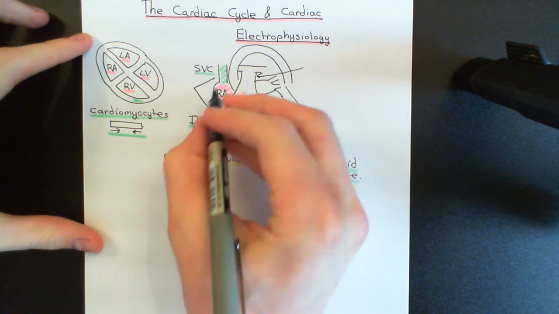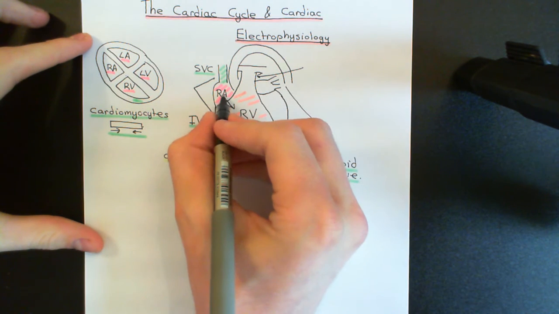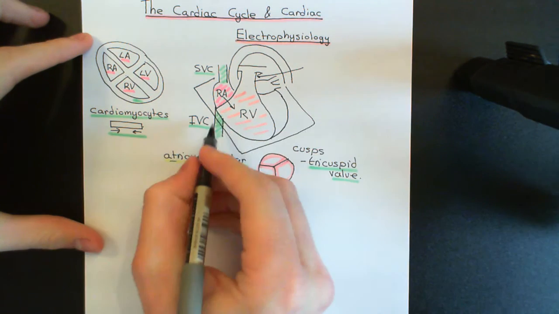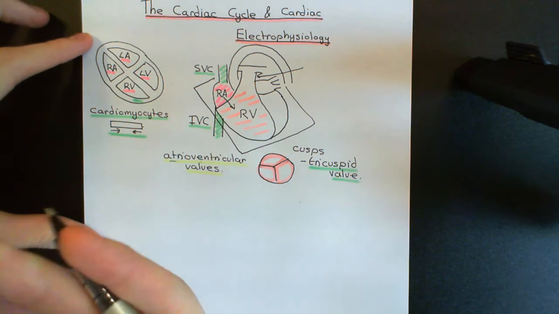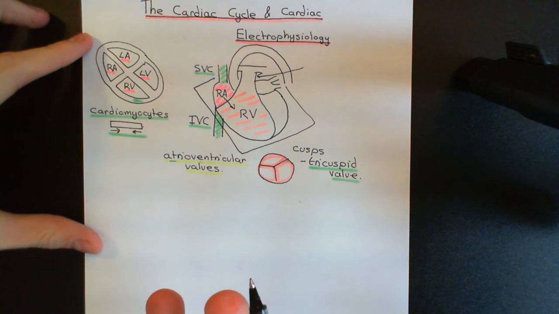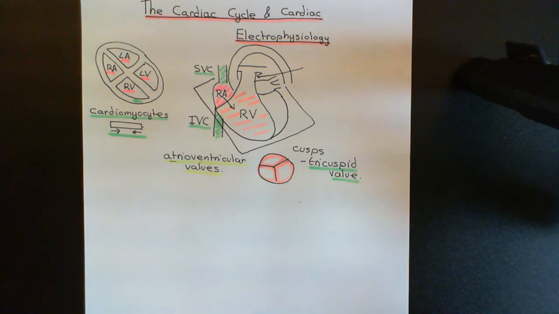Okay, so the blood has returned from the body into the right atrium. Now this is deoxygenated blood that has come from the body, of course. It doesn't have much oxygen in it. Well, it doesn't have enough oxygen to actually give oxygen out to tissues.